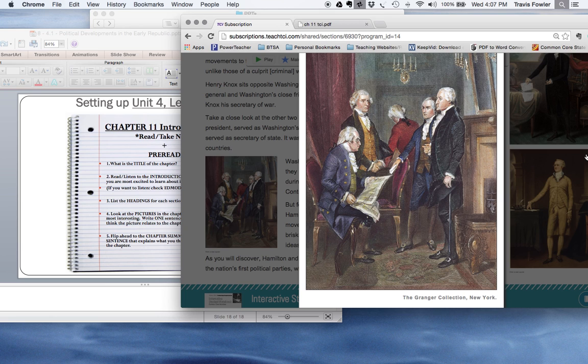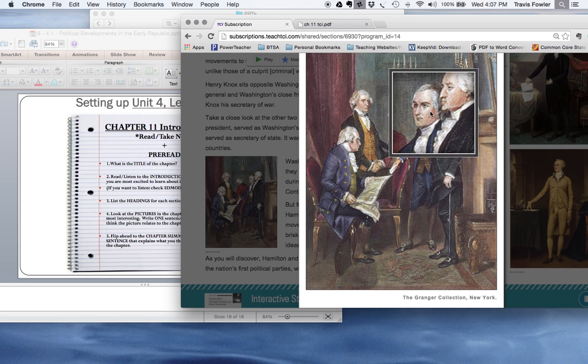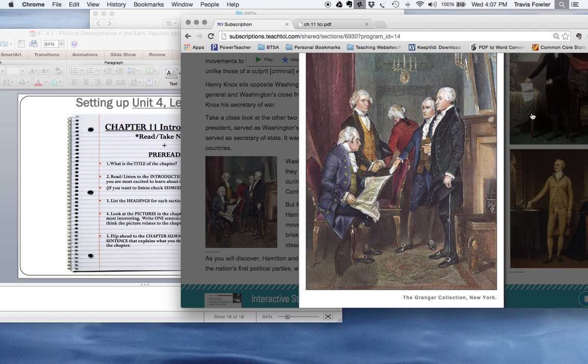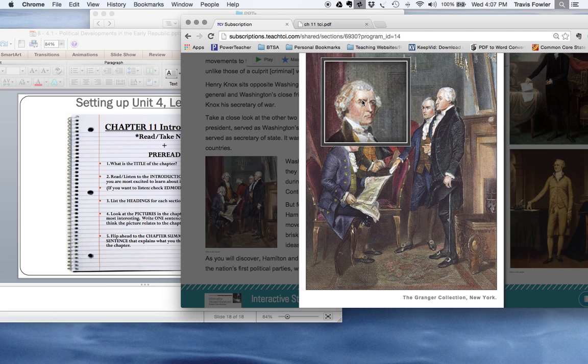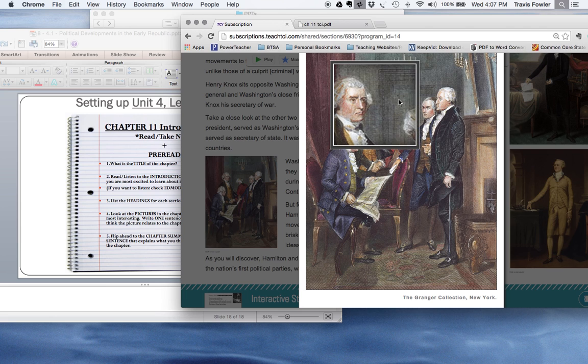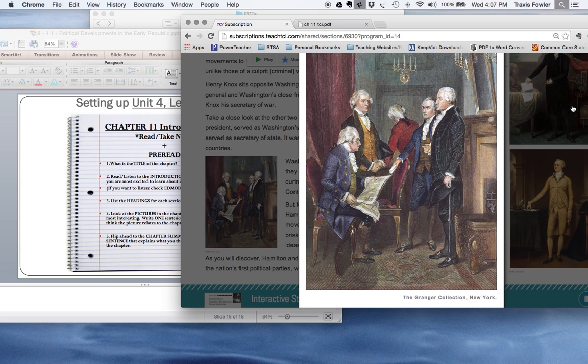Take a close look at the other 2 men portrayed here. Alexander Hamilton, who stands beside the president, this guy here who I've highlighted now, served as Washington's Secretary of the Treasury. Thomas Jefferson, who stands behind Knox, served as Secretary of State. It was his job to manage relations between the United States and other countries. Washington chose Hamilton and Jefferson for these positions because of all they had in common. Both were strong patriots, both had served their country during the war, Hamilton in the Continental Army and Jefferson in the Continental Congress.